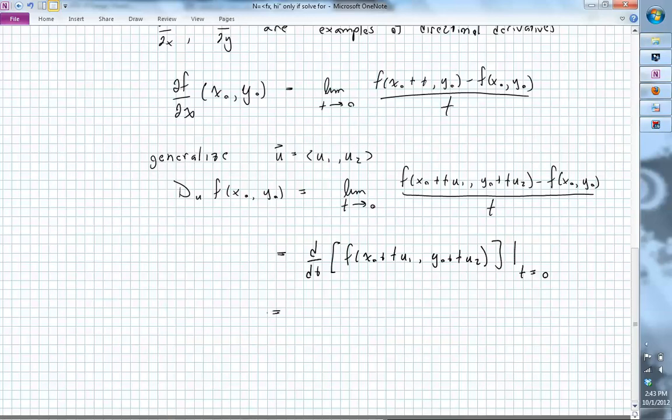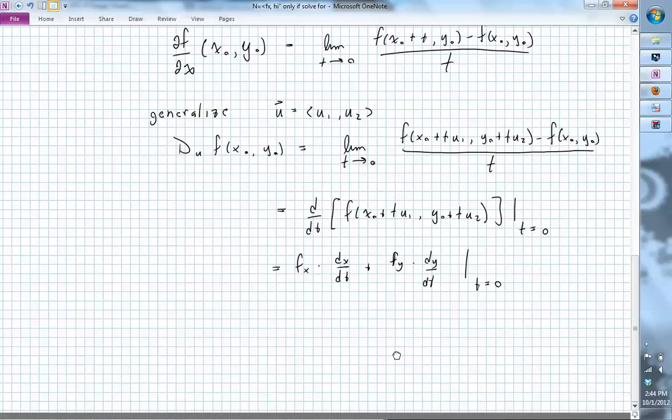All right, let's watch that. So the chain rule says if I want to take the derivative of this thing with respect to t, I take the partial of f with respect to this slot times the derivative of this slot with respect to time, plus the partial of f with respect to this slot times the derivative of this slot with respect to time. So that's f sub x times dx/dt plus f sub y times dy/dt. And all of that, again, is going to be evaluated at t equals 0.